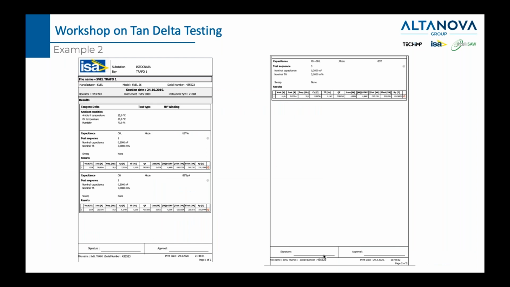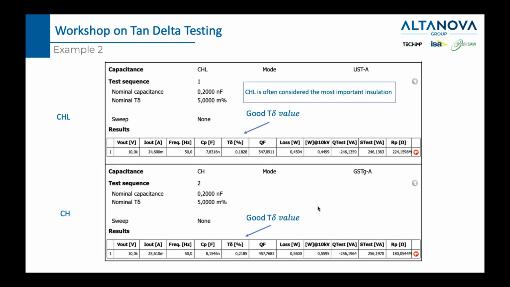Example number two is similar to this one. Here we had a transformer which had two windings, primary and secondary. Now, since we know more than before, we can take a look and we can see that we generated 10 kilovolts, 24 milliamps went out, 50 hertz was the frequency. We measured 7.8, again, a few nanofarad. Tan delta was 0.18, a very good result. Quality factor is very much above 100. We had some losses, which are normally there, and this is the parallel resistance.